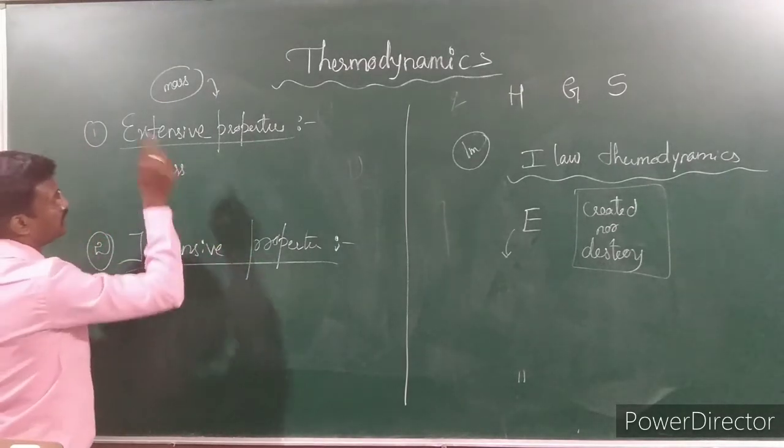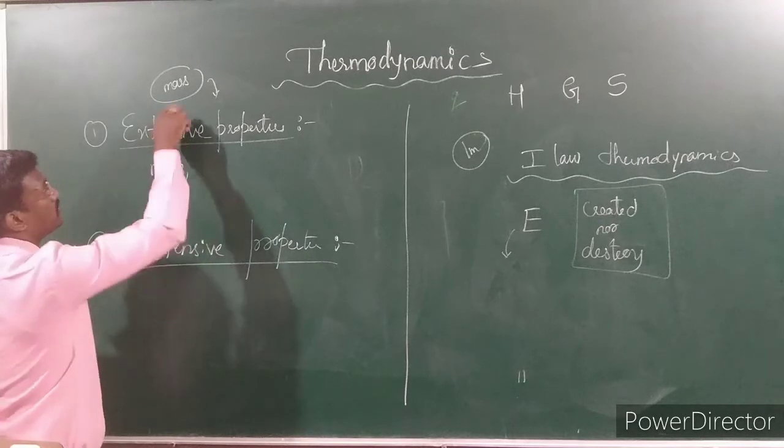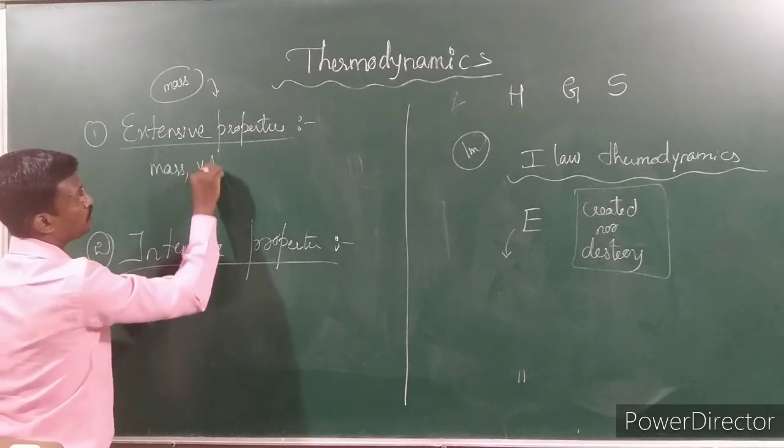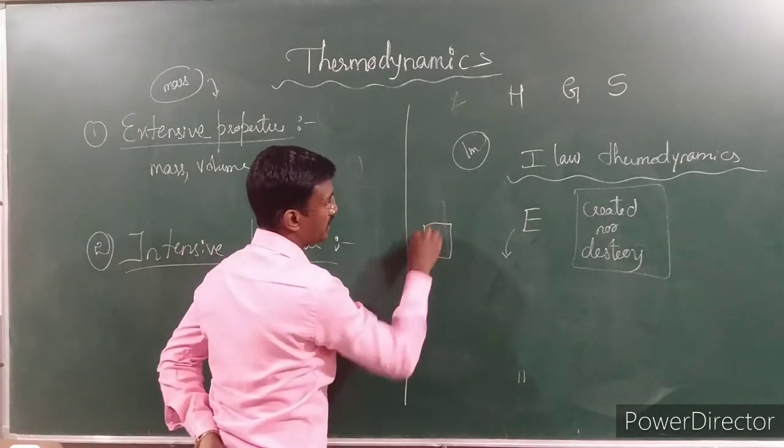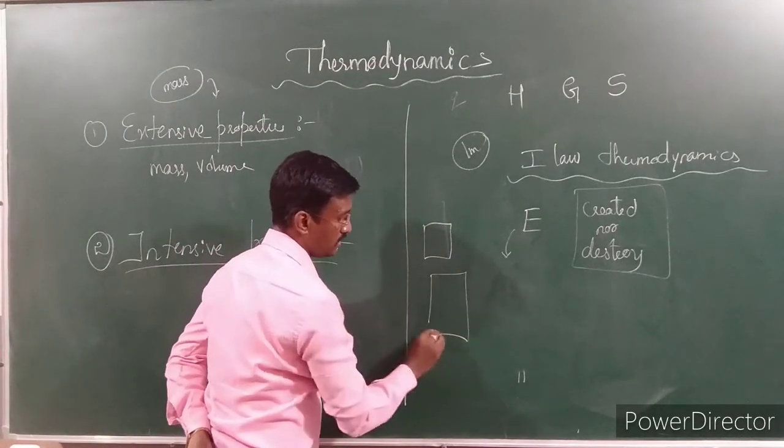Mass is the first property, which depends on the mass. Another one is volume. Think of the volume of the container here, this one.